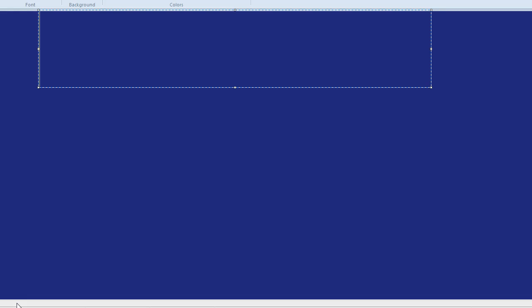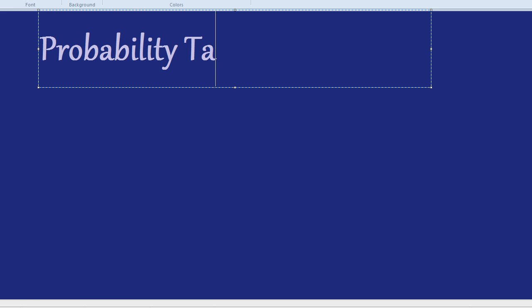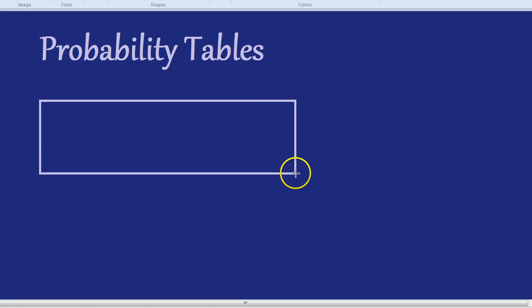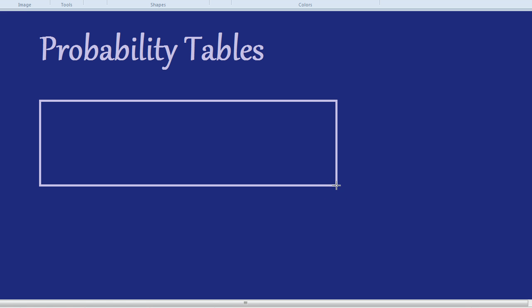Another way of capturing what probability is about is through probability tables. Now, what are probability tables? Essentially, they're tables that chart up the different probabilities of particular events. And the interesting thing about probability tables, indeed all of probabilities, is that they always have to add up to 1. All different probabilities combined always add up to 1.